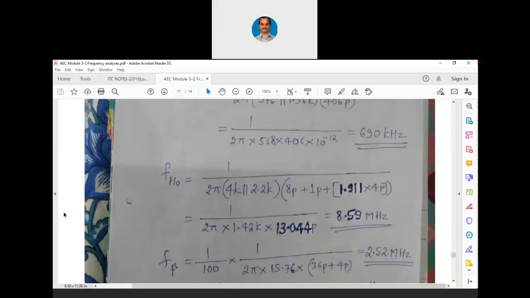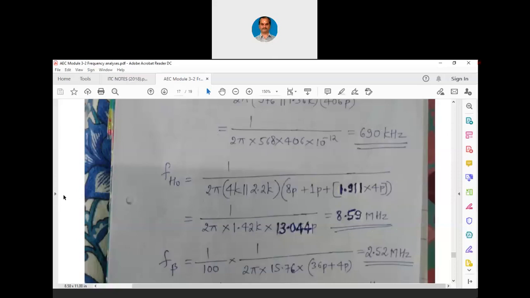Whereas when we go to the high frequency analysis, we are going down from the maximum gain towards zero. So whichever is the point where it is going again towards the minus 3 dB point, that is going to be dominant. So in this case, as FHI has a value of 690 kilohertz, later on 2.52 megahertz is coming, later on 8.59 megahertz is coming, which means here the input side is dominant.